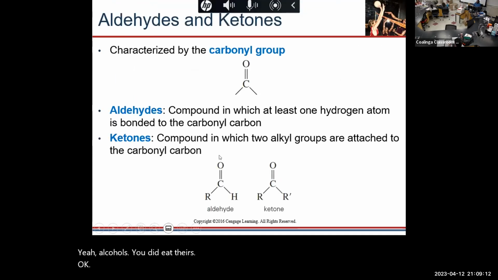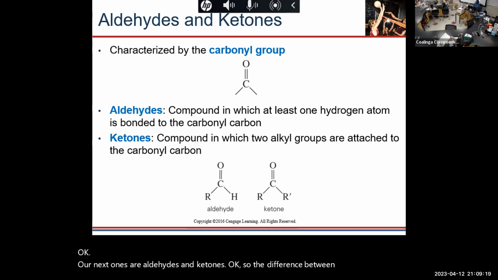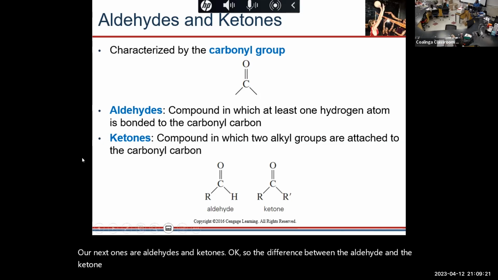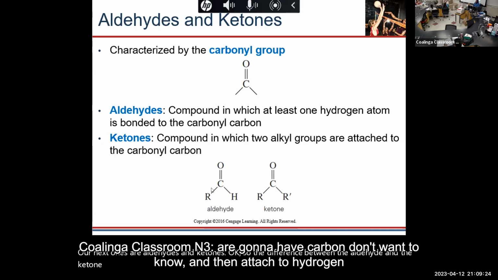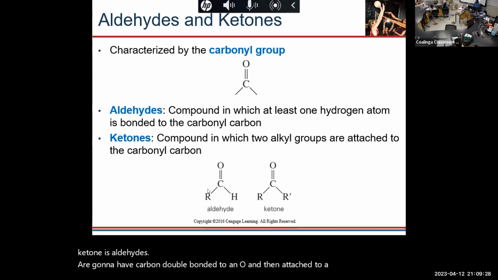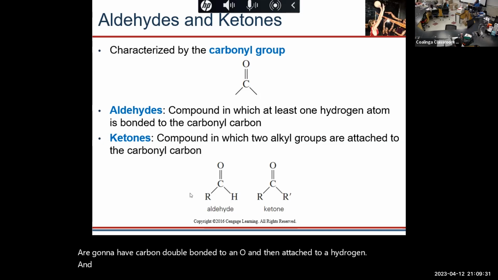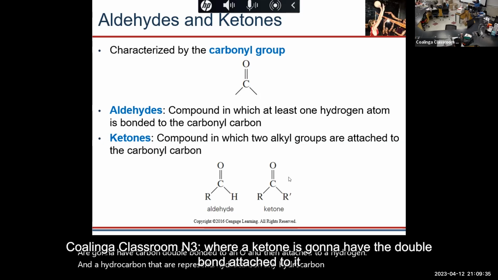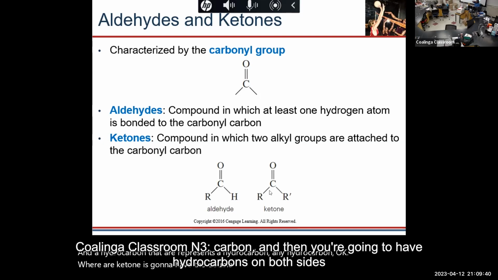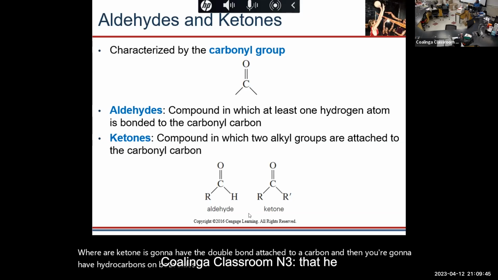Our next ones are aldehydes and ketones. The difference between an aldehyde and a ketone is that aldehydes have a carbon double bonded to an O and then attached to a hydrogen and a hydrocarbon. That R represents any hydrocarbon. A ketone has the double bond on a carbon, and then you have hydrocarbons on both sides. Let me give you an example.